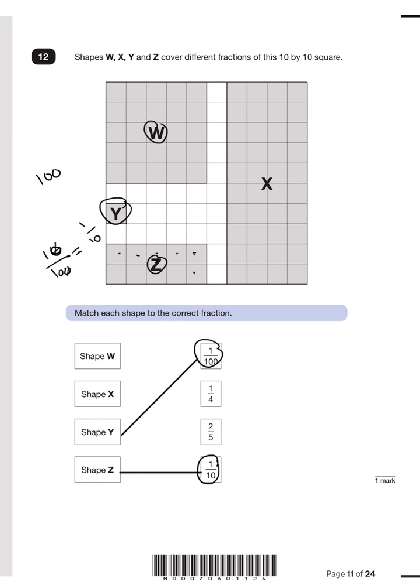W looks like a quarter, but we'll check. 1, 2, 3, 4, 5. 1, 2, 3, 4, 5. 5 times 5 is 25. 25 is indeed a quarter of 100. So W would be a quarter. Process of elimination, X should be 2/5.